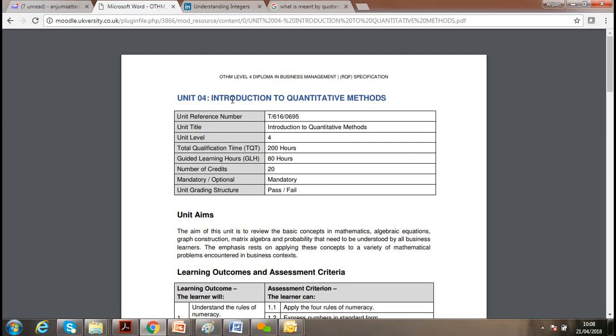Do we need to learn numbers in business? Yes, it's very important. Because we have to calculate the profit like we learn in our accounting and finance, how much money we'll borrow, what interest we will pay, all these sort of things, and numbers are very important. So today we'll go through basic numbers.